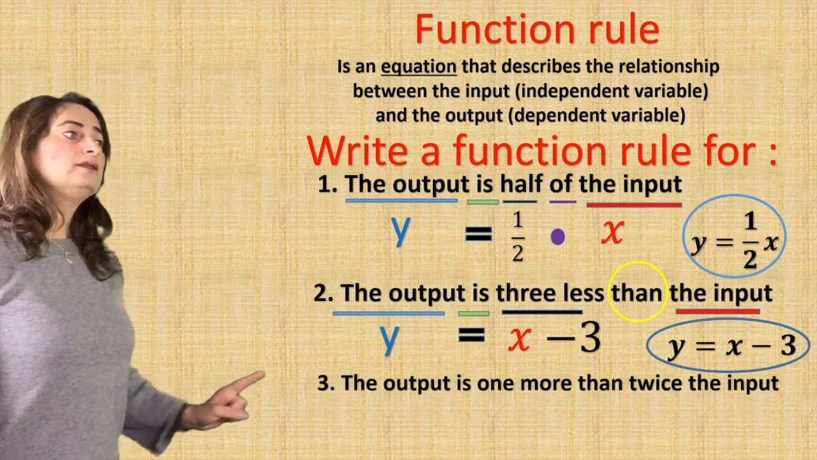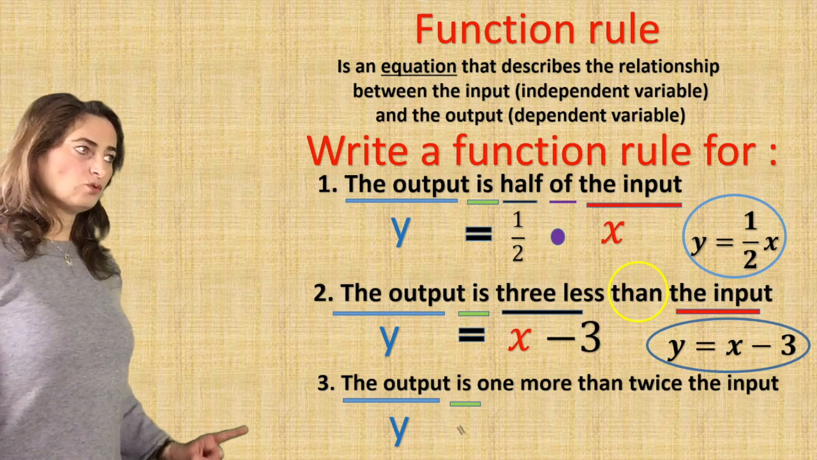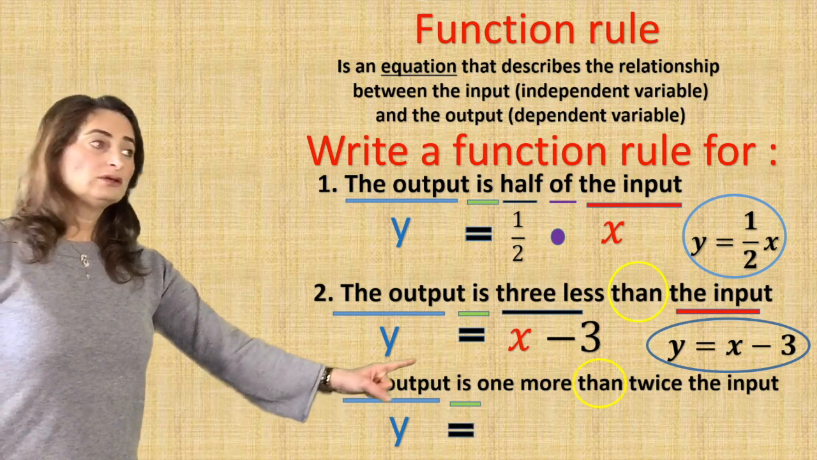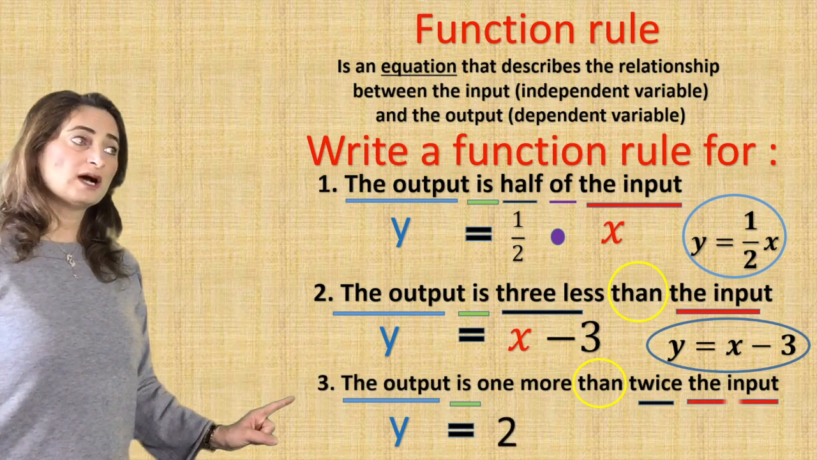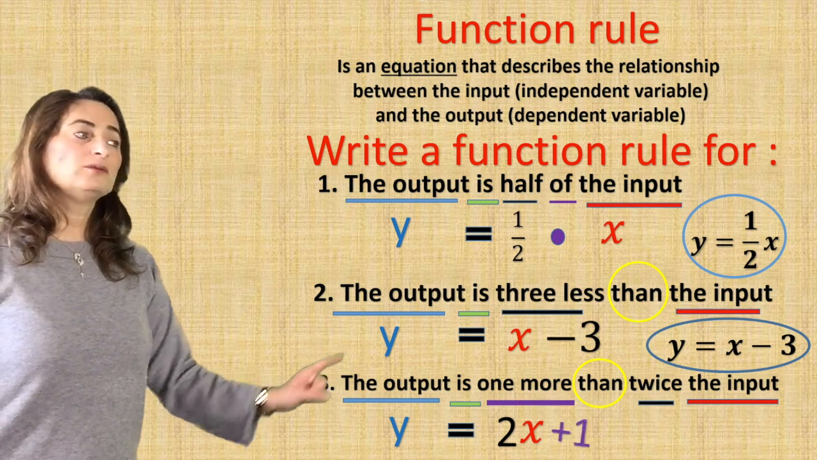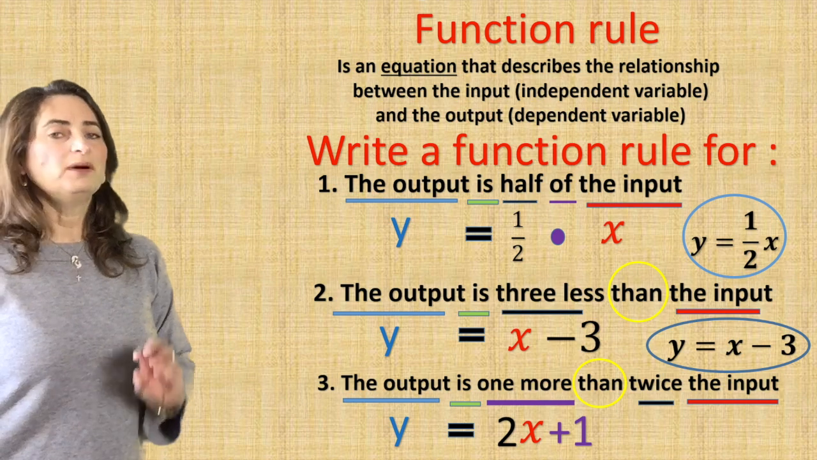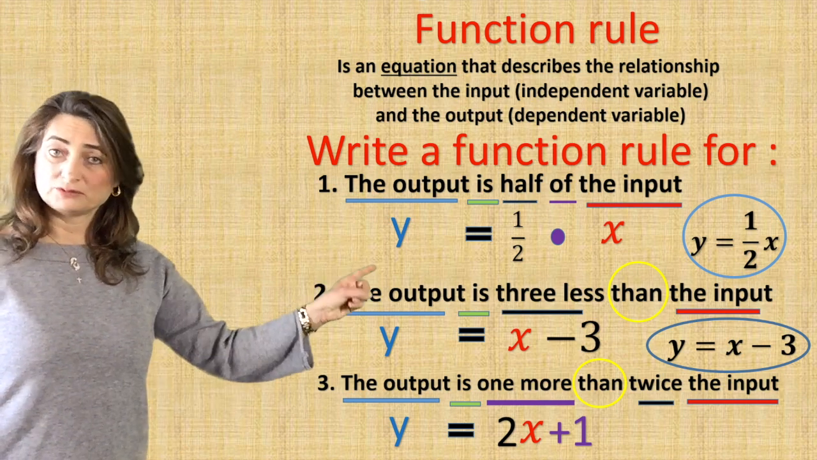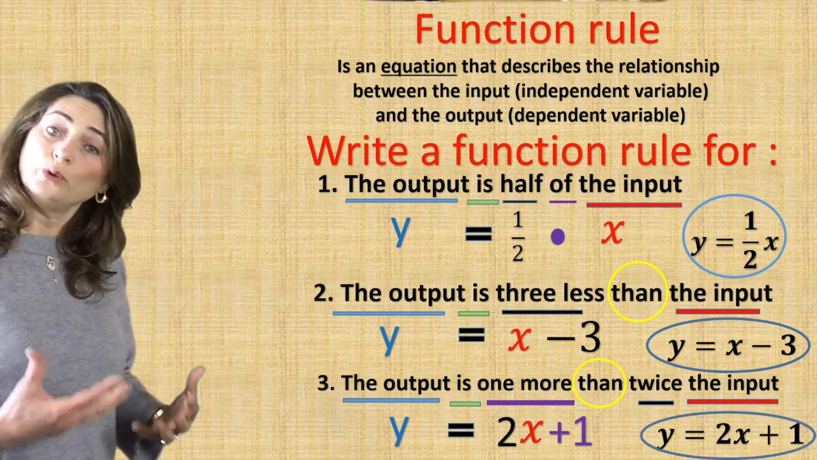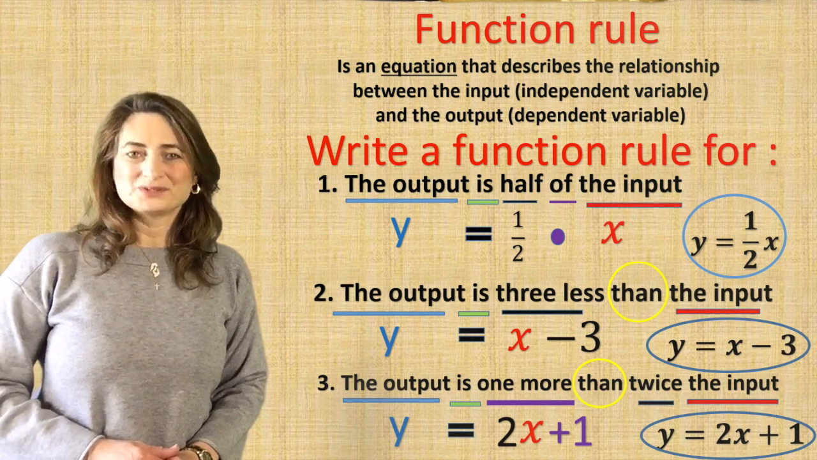That's why when you see that, circle it and start with whatever comes after than. Now, number 3, the output is 1 more than twice the input. The output is y. Is means equal. Again, circle than. Twice means 2 times the input, which is x, so 2x. Then go back and say 1 more means plus 1. In addition, it does not make a difference, but so you don't make that mistake when you have a subtraction, just start with whatever comes after than. The function rule, or the equation that represents number 3, is y equals 2x plus 1.